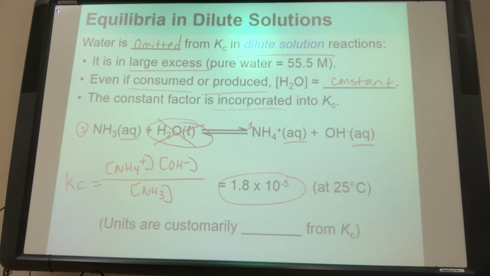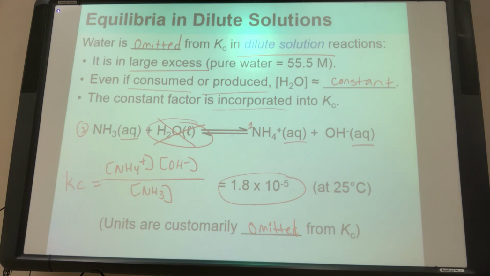Now, like I said before, there are units because this is molarity times molarity divided by molarity. So you might think, okay, this is molarity because there's 2 here, 1 here. But units are customarily omitted. We just want to know what the number is. All we want to know is if the number is bigger than 1, equal to 1, or less than 1. We don't really even care what the actual number is itself that much. We just want to know how it relates to everything else.